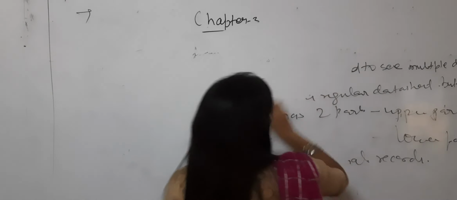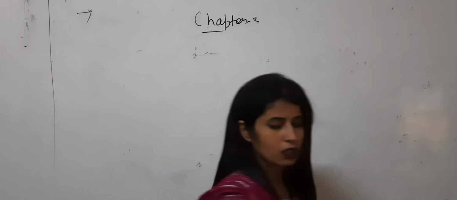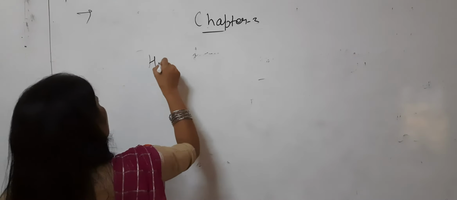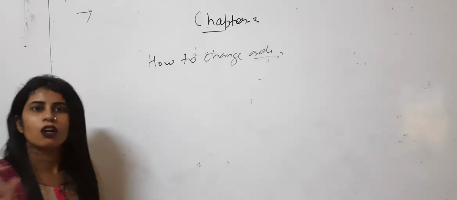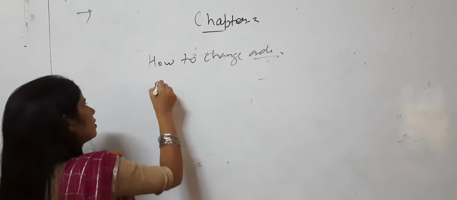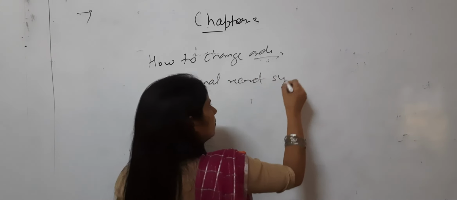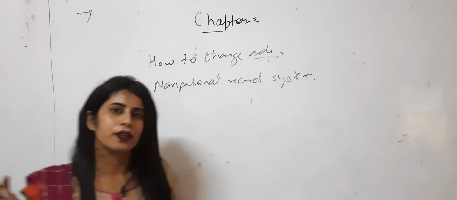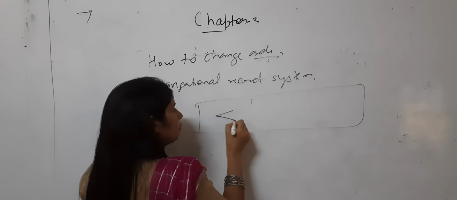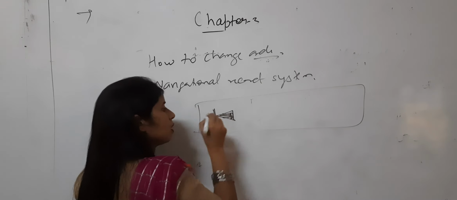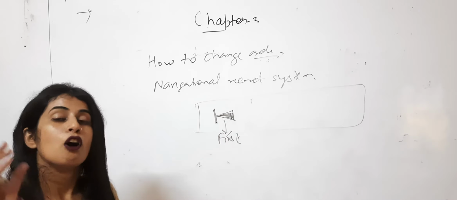It is how can we change the order. How to change the order? To change the order, we should use the navigational record system. What is the navigational record system? Here you will find this kind of button, known as first. When you click on this button, it will show you the first record.